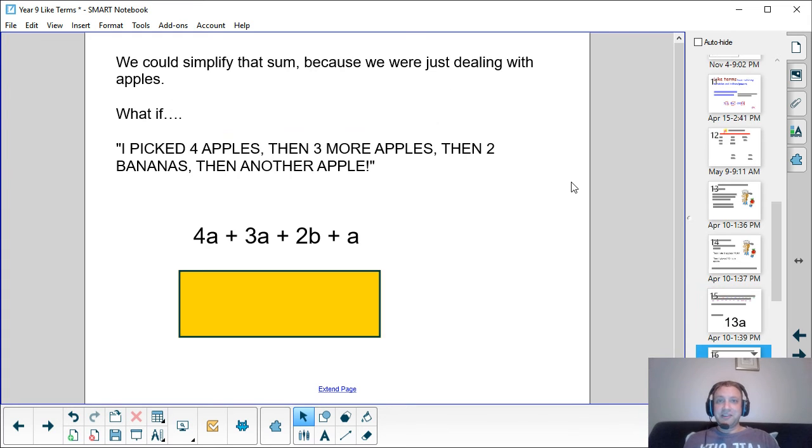And now the reason why that was such a nice, simple, easy example to start with was we were only dealing with one variable or just one object. We were only dealing with apples, right? It was all apples. We could put all of our apples together or we could just take away apples.